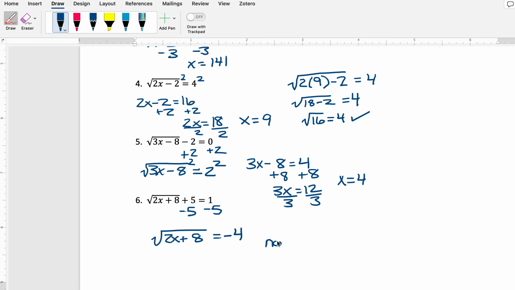Now this is a little bit tricky because you could continue squaring both sides and solving, etc. But that's not going to work. So I need to say that there is no solution. And I'm going to show you what this looks like in a homework problem right here.